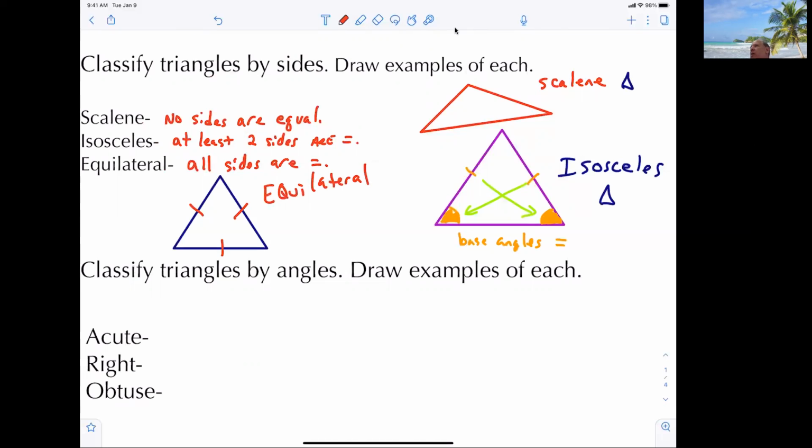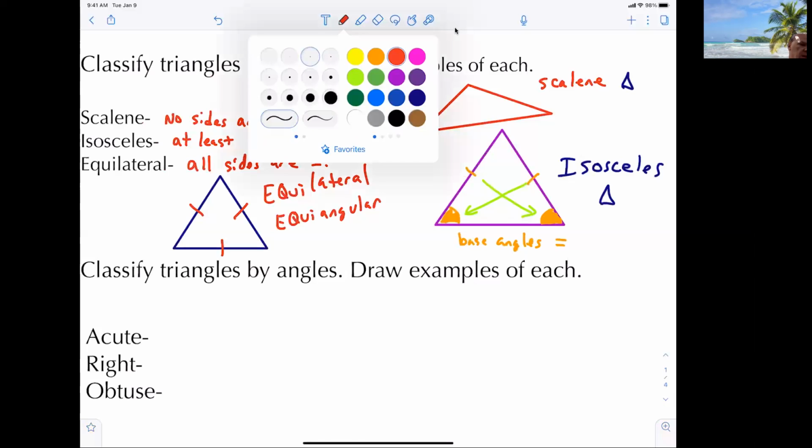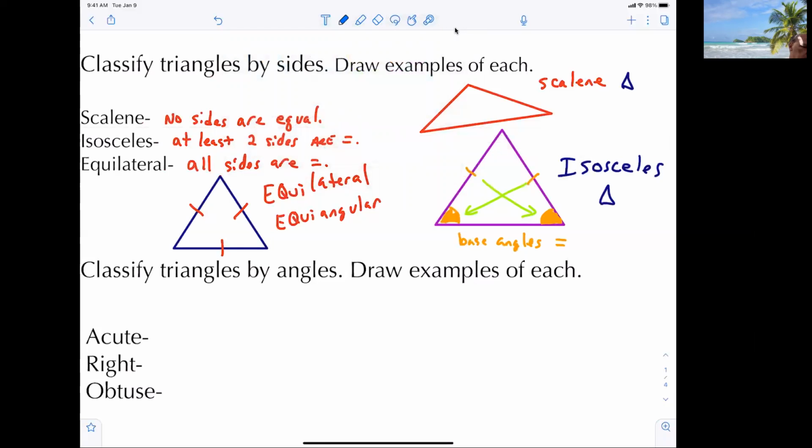Now, what's true about all of the angles if it's equilateral? They're all the same. And I want underneath that, write equiangular. An equilateral triangle is also equiangular. That just means it has equal angles. So now you can mark the angles equal. That's how you mark equal angles. So that's how you classify a triangle by its sides. It's either scalene, isosceles, or equilateral.